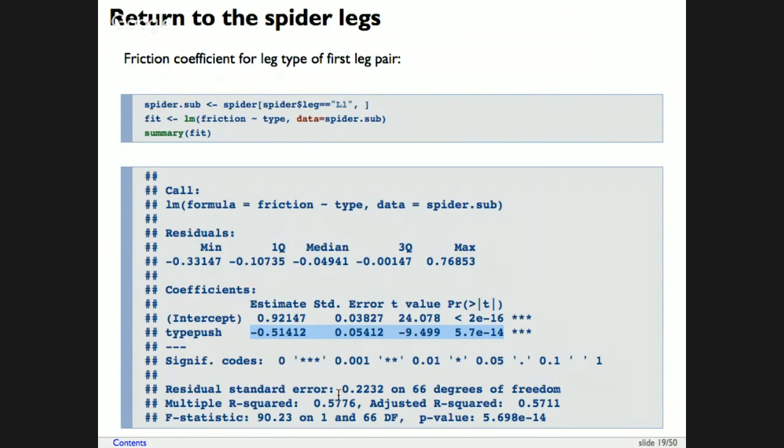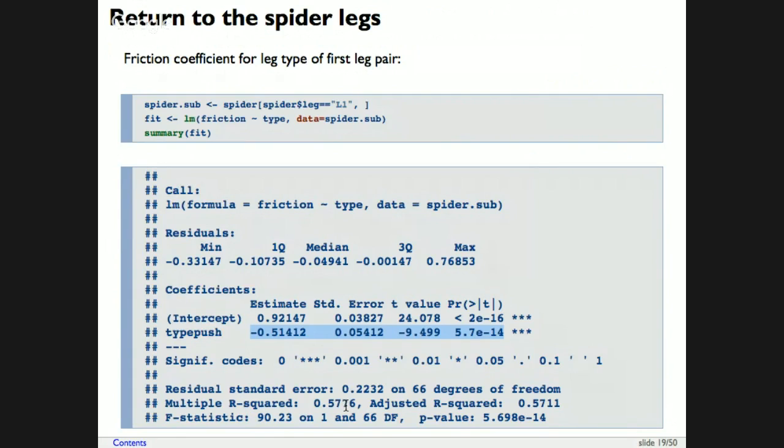A few other things I'll just comment on in this output. There's a residual standard error. That's the standard deviation divided by the square root of n for the residuals. The number of degrees of freedom for this whole model has to do with the number of data points we have minus the number of coefficients that we've estimated.